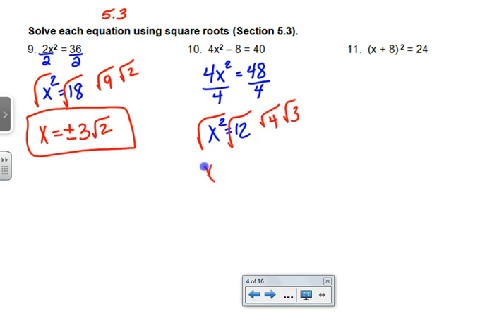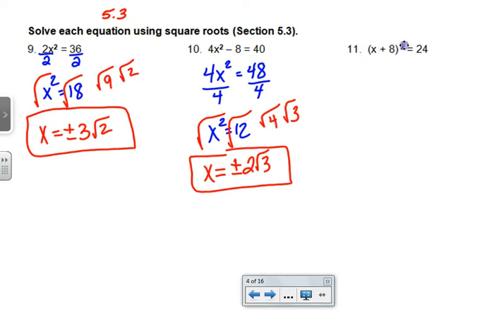So my answers are x equals plus and minus, always on a solving a square root problem, square root of 4 is a 2, square root of 3. You'll know you're right if you type the square root of 12 in, you'll get a gross decimal. If you type 2 square roots of 3, you should get that same gross decimal. So if you're on a test and you're not sure if you did it right, you can always check it by doing a decimal match.